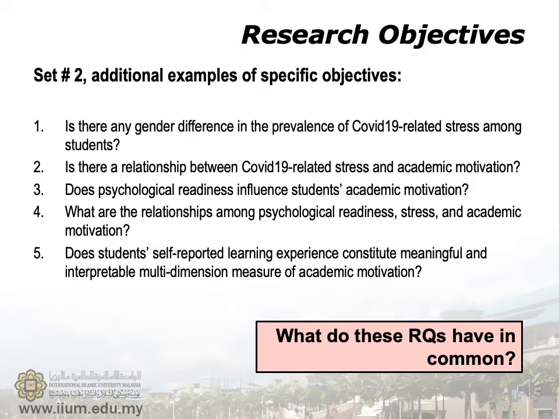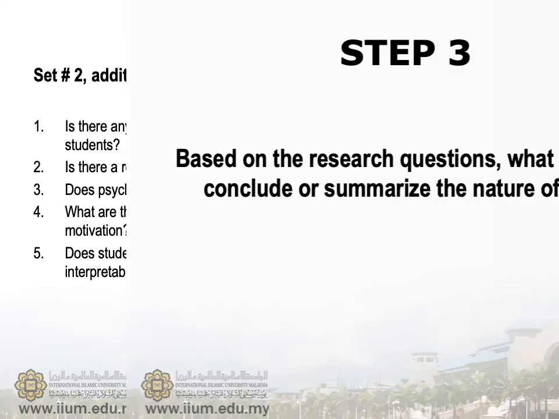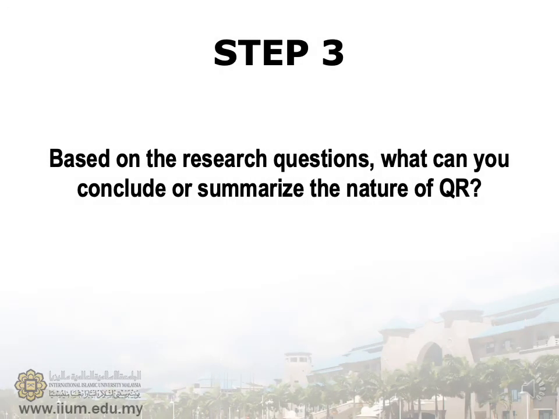Now, what's new in these research questions? The answer is, each question has more than one variable. What do these research questions have in common? The answer is, each question asks whether there is a relationship between variables. These research questions call for the use of quantitative research. Why so? Based on the questions, what can you conclude or summarize the nature of quantitative research?